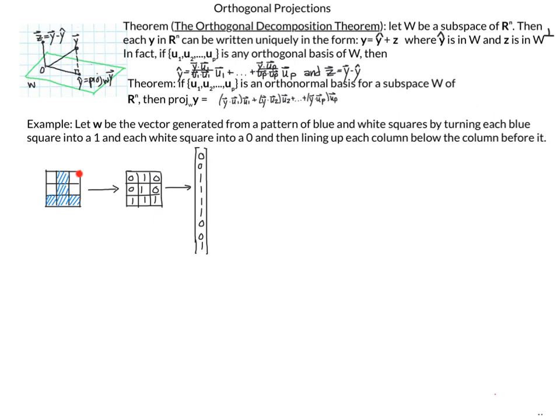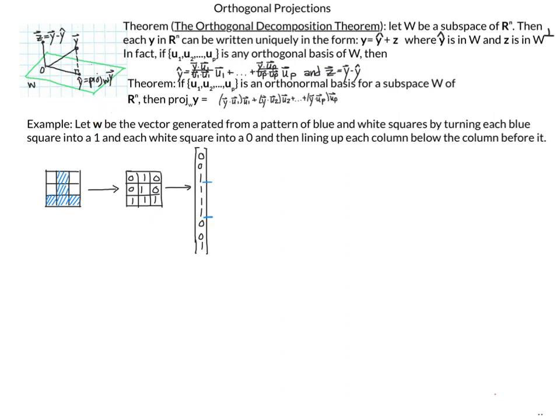And our last column is white, white, blue, so that's 0, 0, 1. Again, 0 for white, 1 for blue. So now we're going to line up these columns. So 0, 0, 1 is our first part of our vector W. Our second column is 1, 1, 1, so that's the next part of our vector W. And then last we have 0, 0, 1, so our last part of our column vector W is 0, 0, 1.